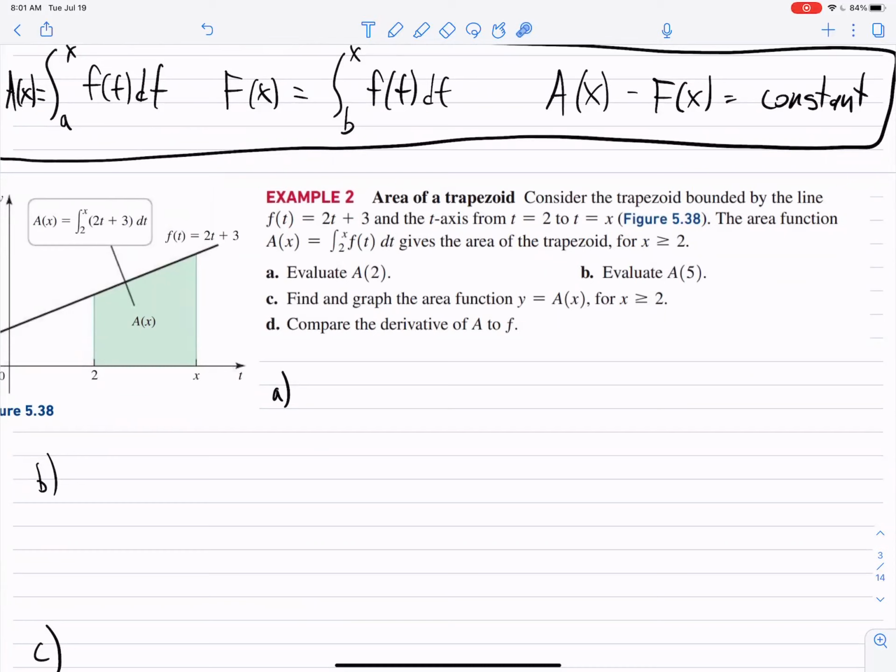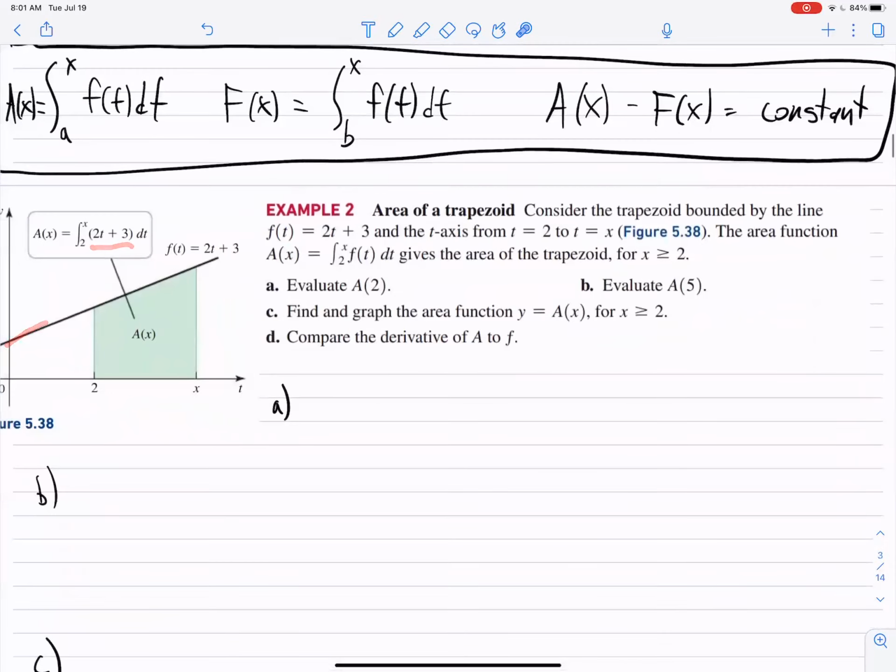So here's a function, 2t plus 3. We graph it right here, that's this graph, 2t plus 3. And we're integrating from 2 to x. And we want to figure out a way we can use geometry to calculate this. So A of 2, the area at 2, is going to be the integral from 2 to 2 of the function, 2t plus 3 dt, which is equal to 0.